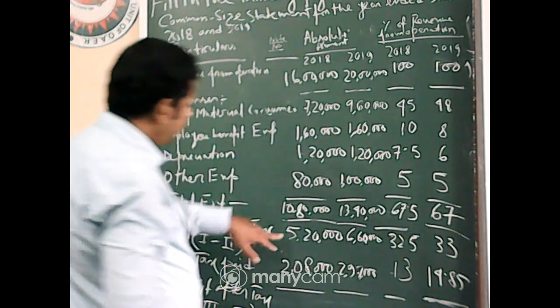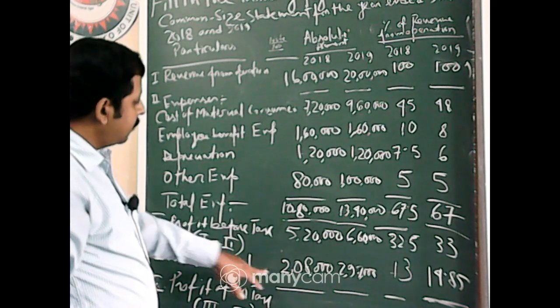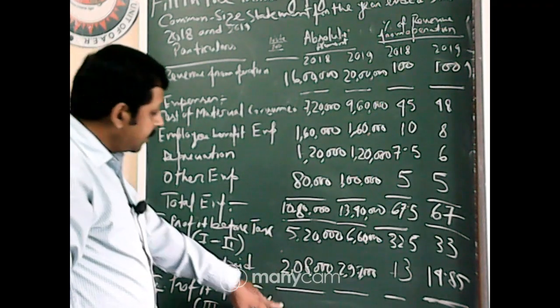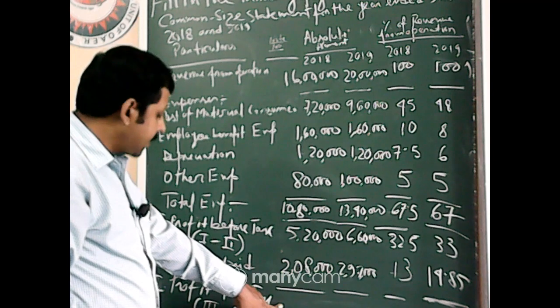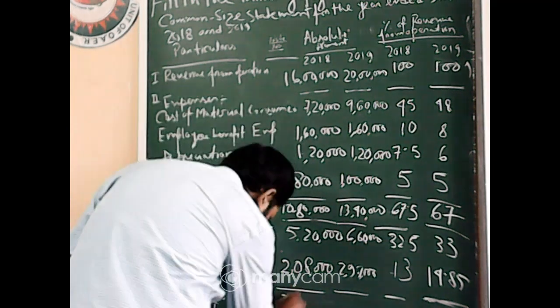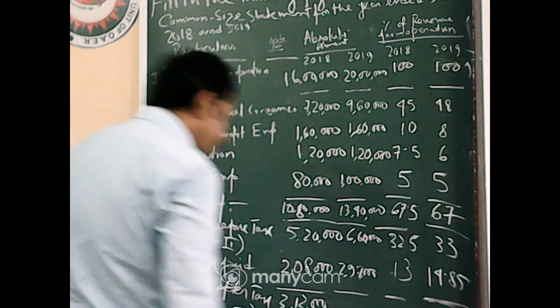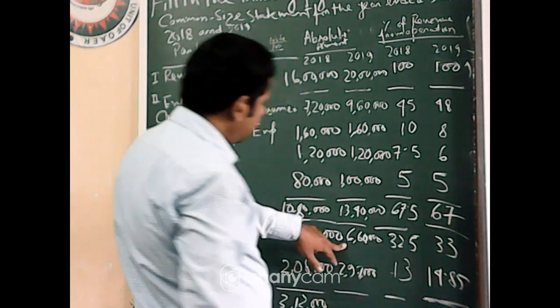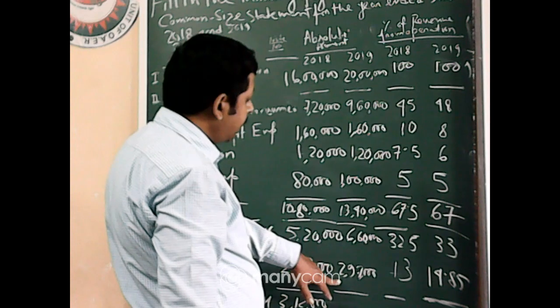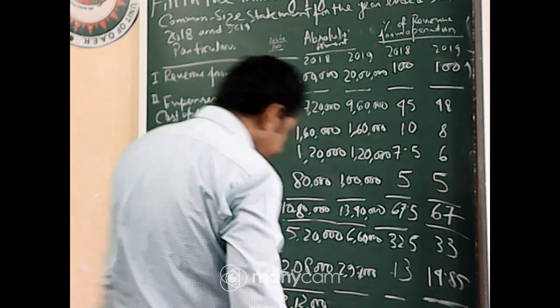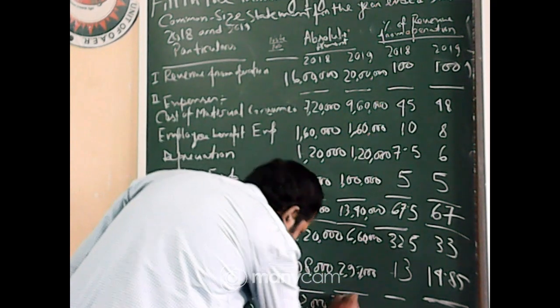Now if from profit before tax you deduct the tax, what will come? Profit after tax. That is 3,12,000. Okay. Now 6,60,000 and 2,97,000. What will the figure come? 3,63,000.